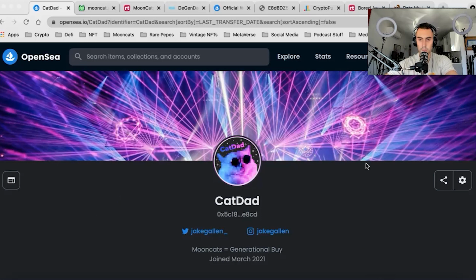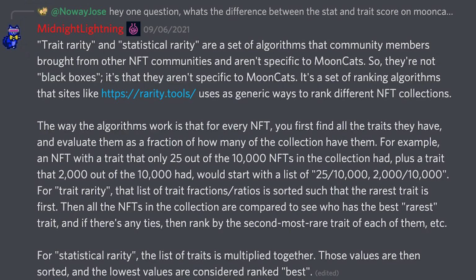So at first, I'm just going to start off. I actually messaged Midnight Lightning, who is one of the devs on Ponderware, for an explanation on what the differences are. And so I'm just going to read what he said to me, and then we'll go from there after you have the knowledge straight from the man himself.